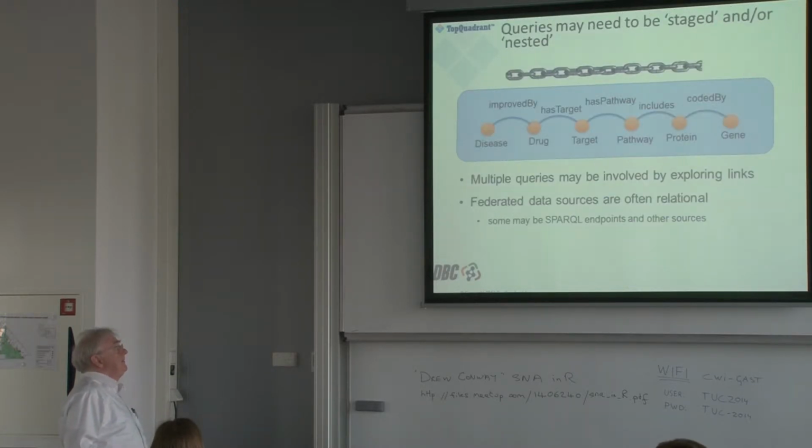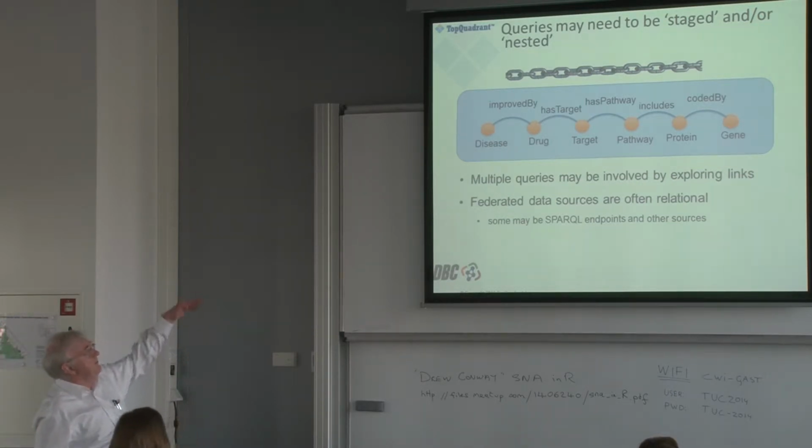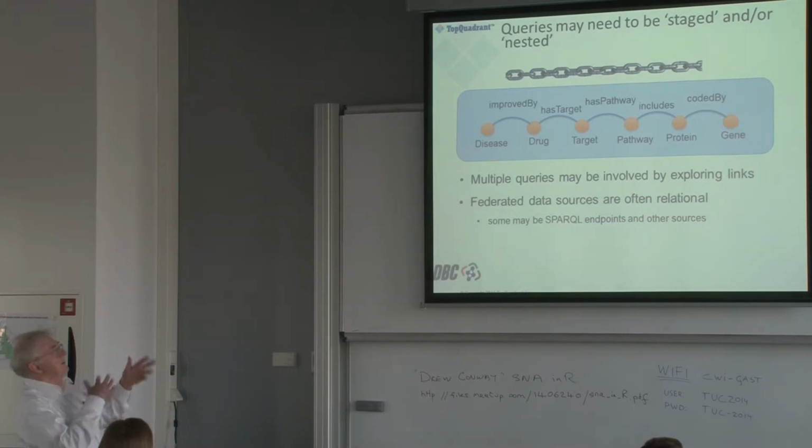This typically requires us to follow a traversal of a graph. So here we see disease improved by drug, has target, has pathway, includes protein, coded by a gene. It's often the case that we'll have multiple searches like this where we're putting this together either as a script to have a federated search go across multiple databases. And some of those things could be SPARQL endpoints.